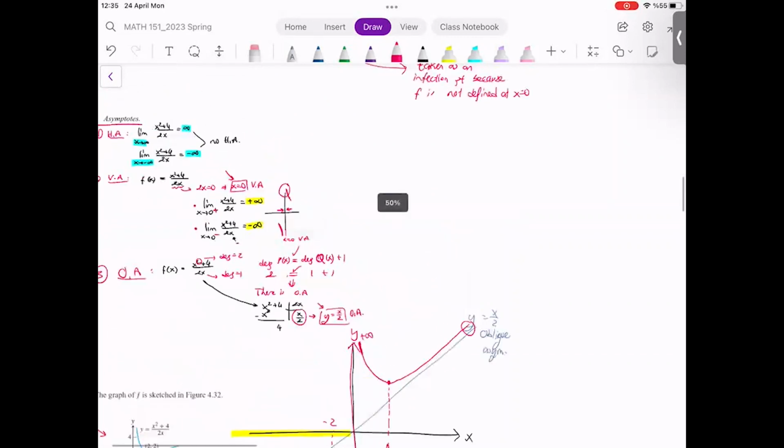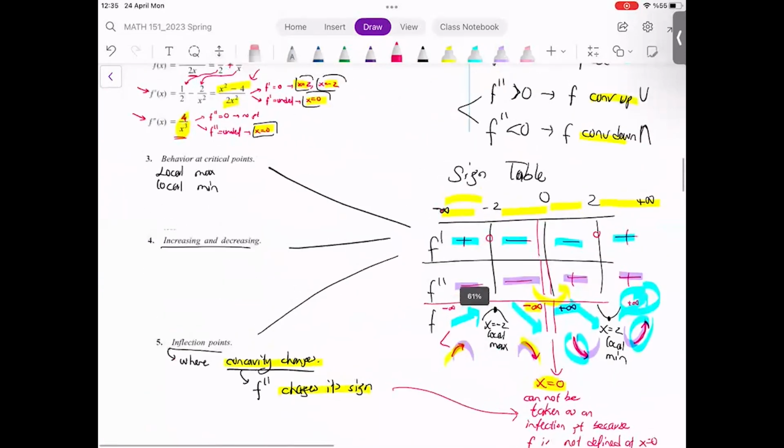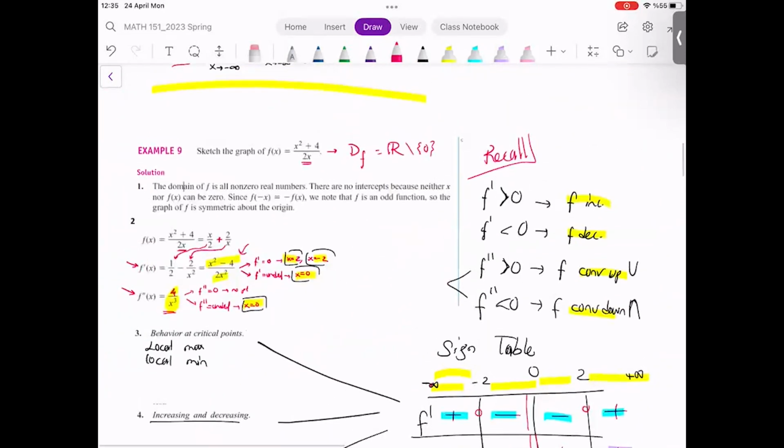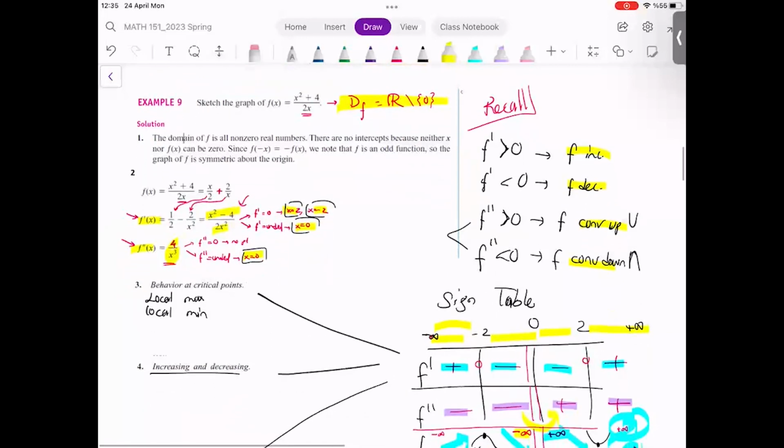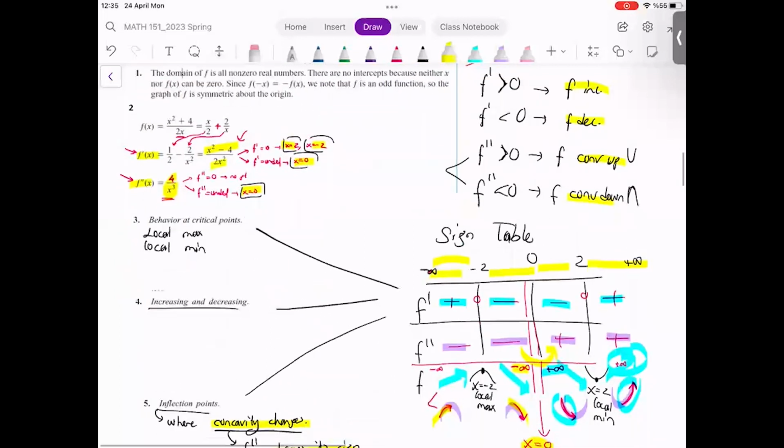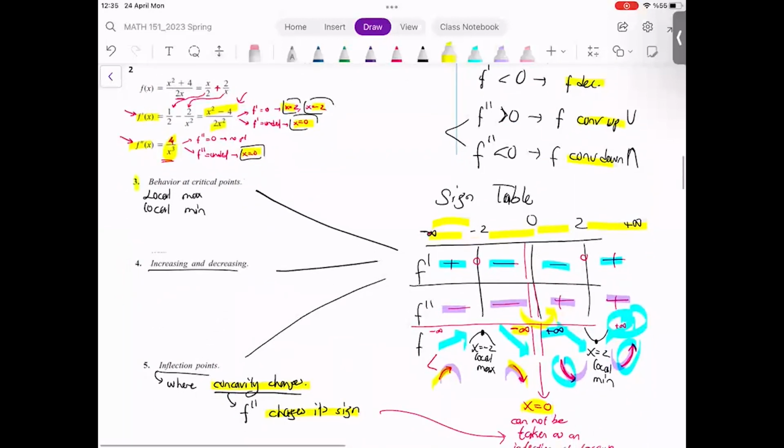Okay, so let's just go over the steps once more. First of all, the first step is always finding the domain. And then you will compute first derivative, second derivative, critical points of them, because you need them to construct your sign table. Then these three steps are handled at once at the sign table: increasing, decreasing intervals, concave up-down intervals, local maximum, critical points. All those things can be seen at the sign table.